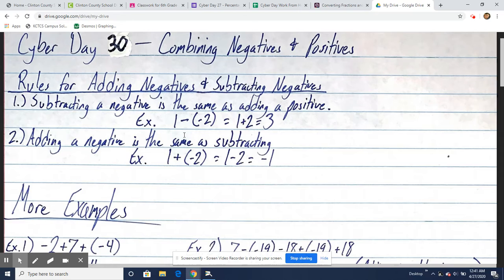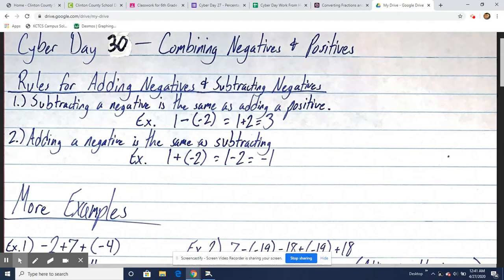But rules for adding negatives and subtracting negatives. Subtracting a negative is the same as adding a positive. So if you see a certain number minus a negative, what you're essentially doing is adding that. So in the example, we have 1 minus negative 2. That subtracting a negative turns into a positive right here. So we end up with 1 plus 2, giving us an answer of 3.